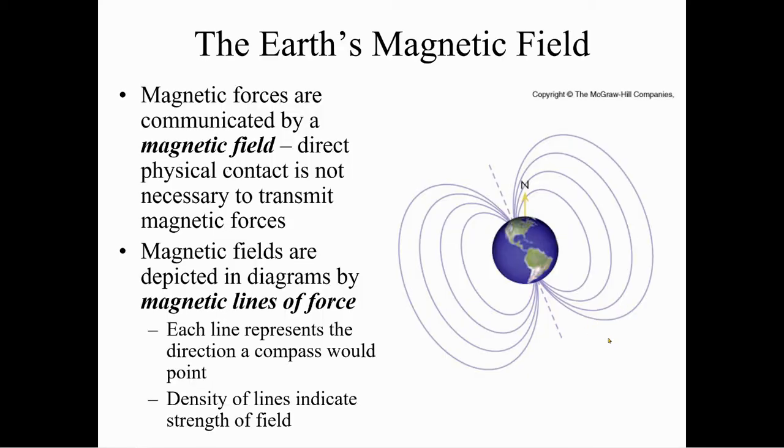All right, the Earth's magnetic field. Magnetic forces are communicated by magnetic field. Direct physical contact is not necessary to transmit magnetic forces. Magnetic fields are depicted in diagrams by magnetic lines of force. Each line represents the direction a compass would point. Density of lines indicates strength of the field. So the heavier the line, the more dense the line.